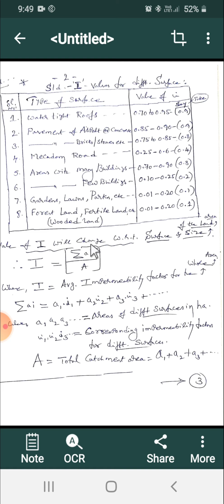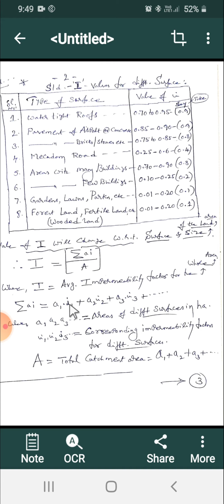Please remember, the I value also varies with respect to area, and both come together in a particular area. That is why these two are always joined together. The I value will change area-wise, that is why I1, I2, I3, etc. Observe here, sigma AI is equal to A1 into I1 plus A2 into I2 plus A3 into I3. See, what is the meaning of this? That particular area into its I value.